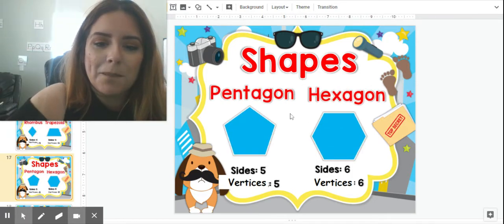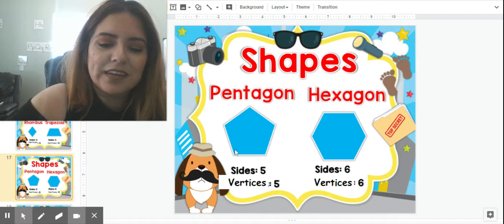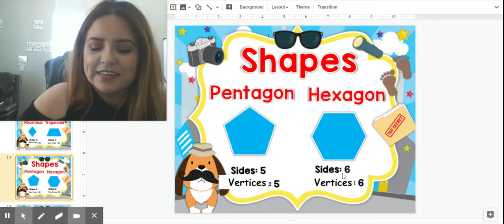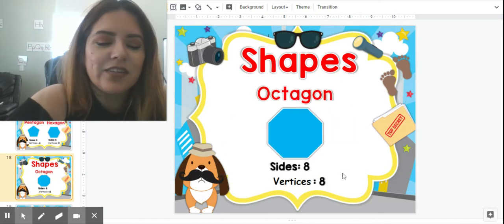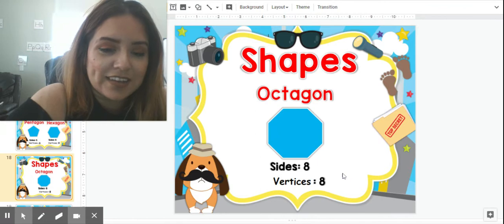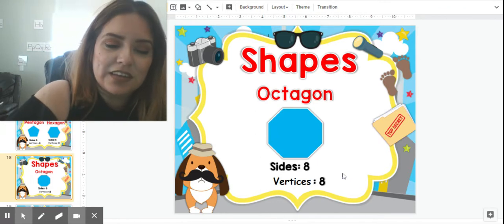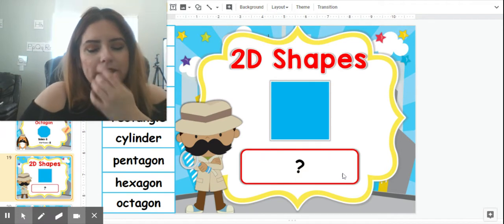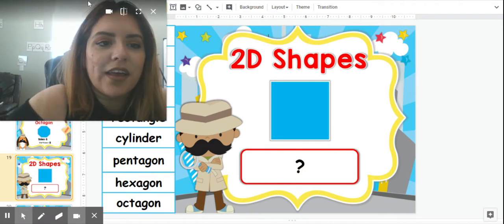Then we have a pentagon with 5 sides and 5 vertices. A hexagon has 6 sides and 6 vertices. And finally, we have the octagon that has 8 sides and 8 vertices. Octagon. Okay, now you're going to help me identify the shape.